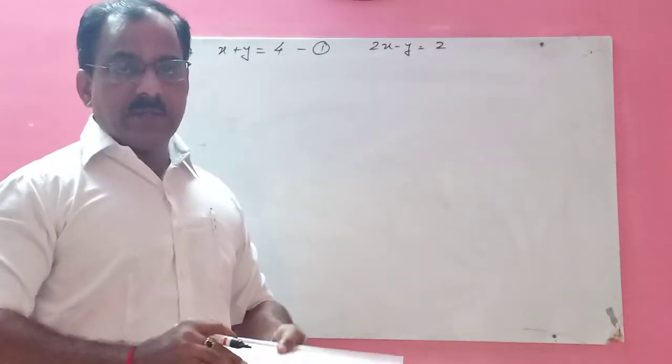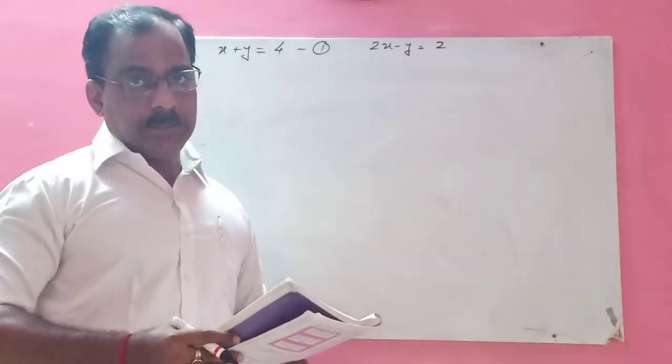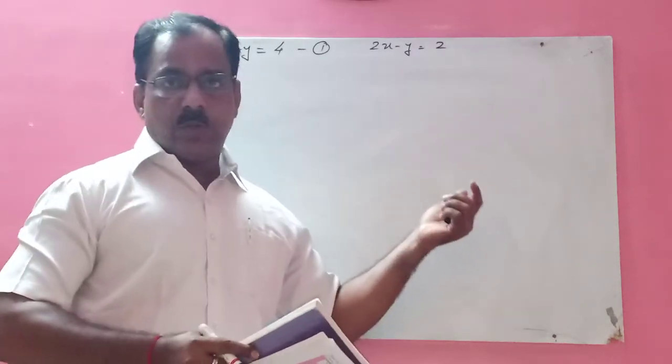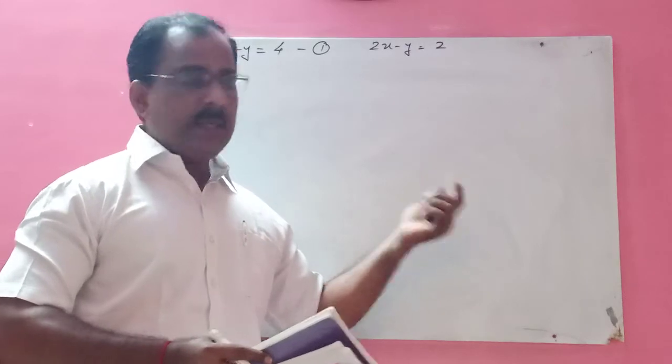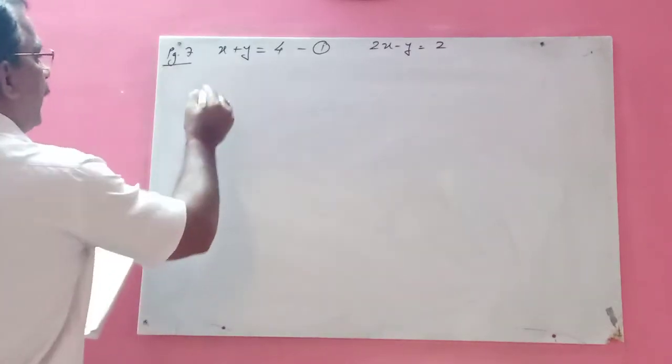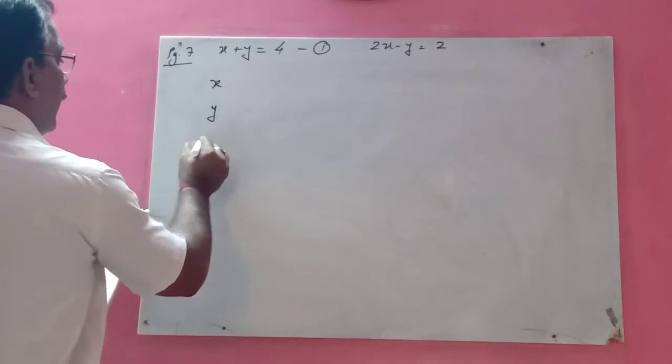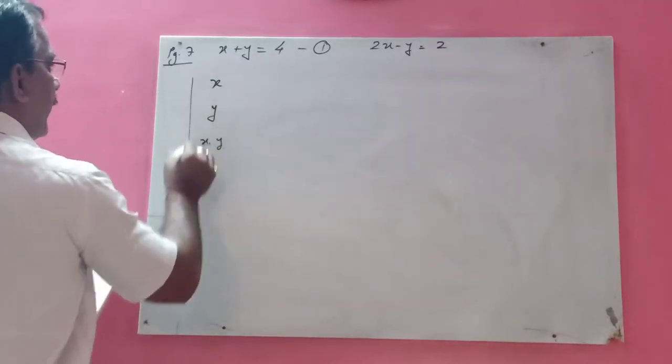So children, for graphical method we have to prepare a table, because to plot the points we require x coordinate and y coordinate. Okay. So first thing, you make a table where we require x, y and x comma y, right?